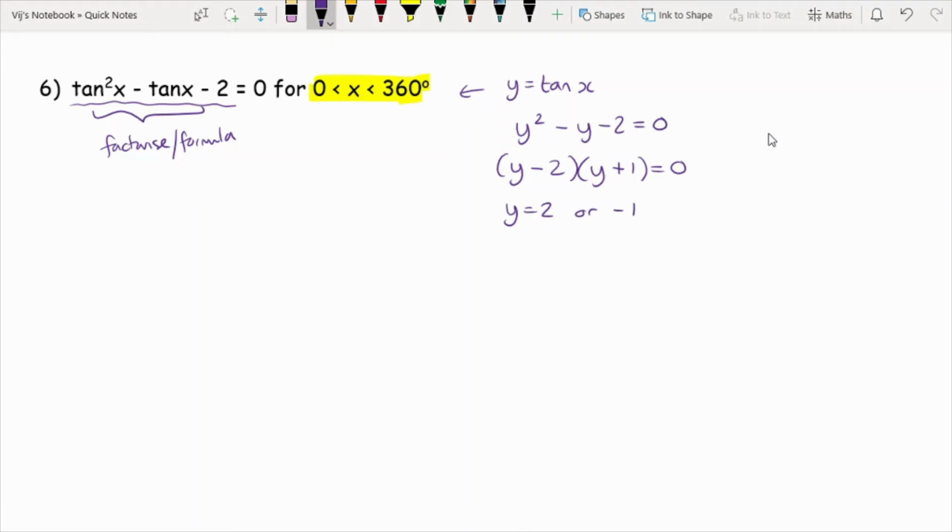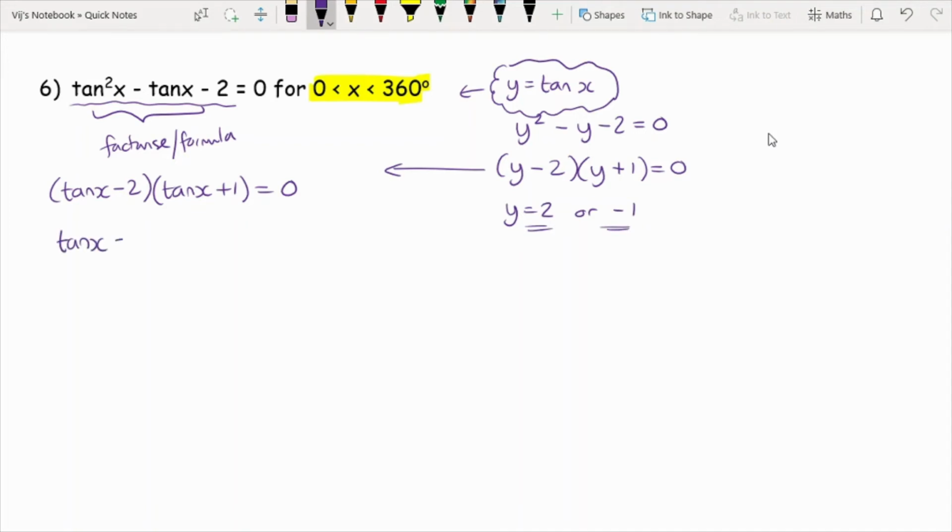Now if I then go back to replacing y with tan x again, then what I factorize and get is tan x minus 2 and tan x plus 1 equals 0. So if you're not comfortable with factorizing when it's in its trig form, then obviously what you can do is some basic substitution. So you're replacing a letter with the trig function, then going on to factorizing it or using the quadratic formula. Once you've got your two values, in this case I know that tan x equals positive 2 or that tan x equals minus 1.